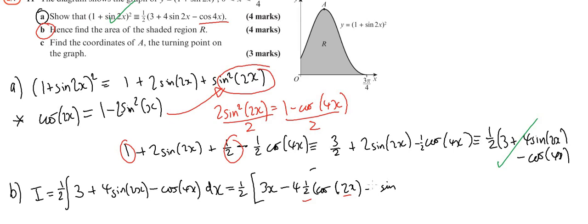Okay, I've got 4x again. I've got an a, so I need to divide by a. So that becomes a quarter. And I'll put that in terms of my limits, which are 3 pi over 4, which is basically where it touches the x-axis, and obviously where it starts at 0. So now I've got an integral, I've got my function, I've got my limits. All I have to do is substitute them in.